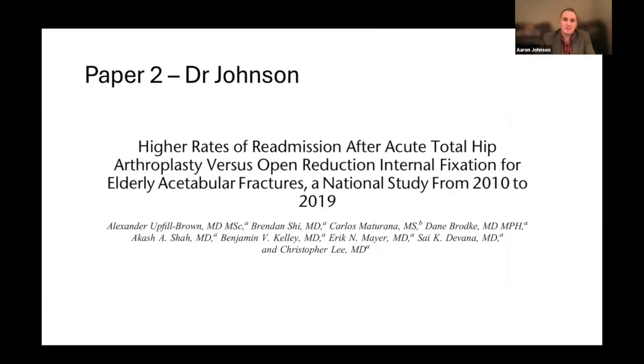All right. So the next paper up for discussion is this paper here, higher rates of readmission after acute total hip versus ORIF for elderly acetabular fractures. This is a paper out of UCLA. It's a similar study design to the previous paper. And so they are using two databases to ask several questions. The first database they use is the same database as the last study, which is the NIS database. And the second is the National Readmissions database.